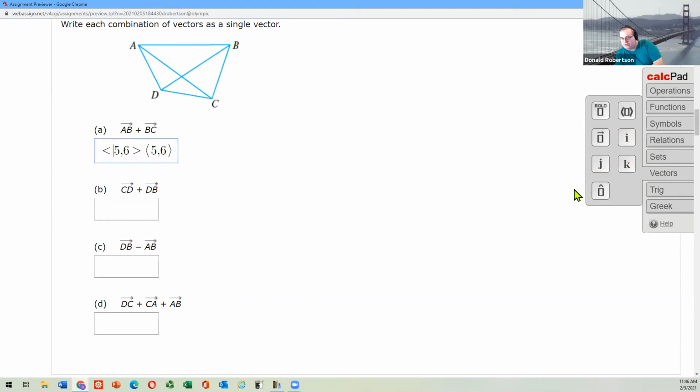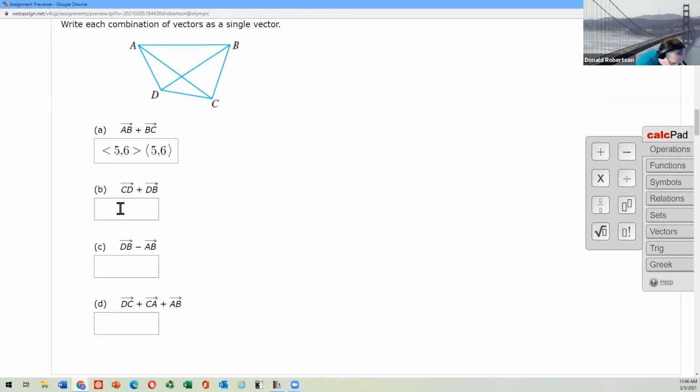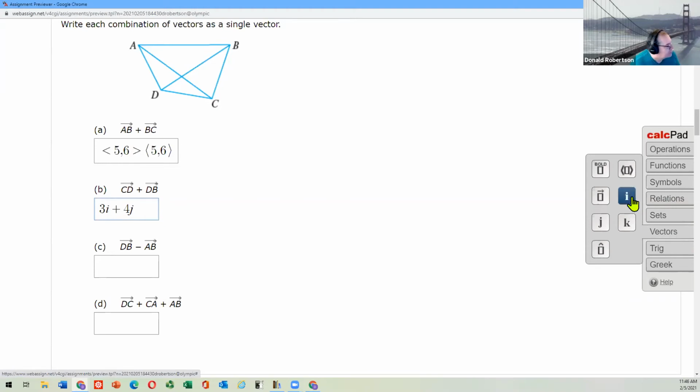Because you know there are going to be questions like 2i plus 3j. Remember the ij notation? It wouldn't make sense in this question, but don't type in 3i plus 4j. Well, certainly don't do it with capitals. What you need to type in is, I've lost the darn things, vectors. 3i plus 4j.